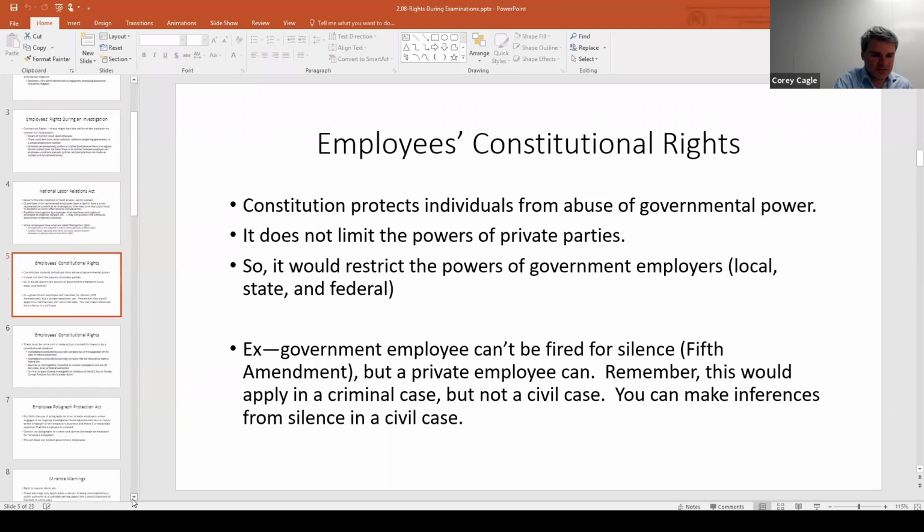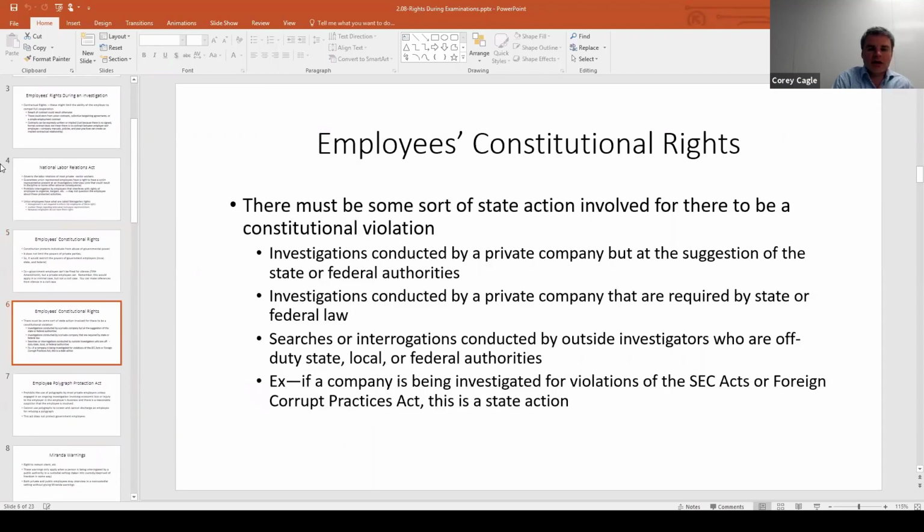So they're touching on that again. There has to be some sort of state action involved for there to be a constitutional violation. This gets into one of those practice questions we had on day one, where a government law officer suggested that the manager search the trunk of their car. So, there has to be state action for a constitutional violation.